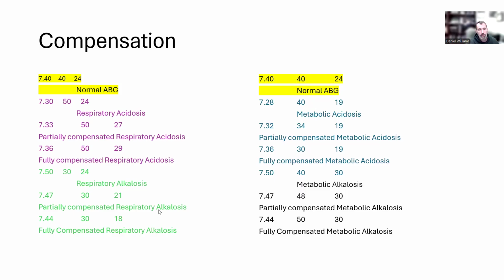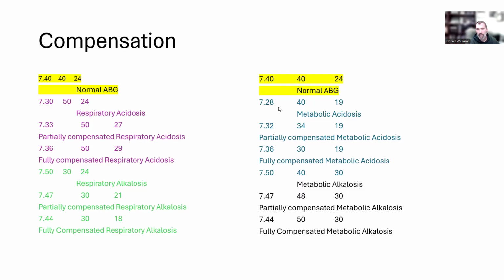Hopefully that makes pretty good sense. Compensation is important to understand. Now we'll switch over to the second column. Still looking at a normal blood gas at the top. We have 7.28, 40, and 19. We established on one of the previous slides that this is a metabolic acidosis. Acidotic pH, causative factors below: bicarb.